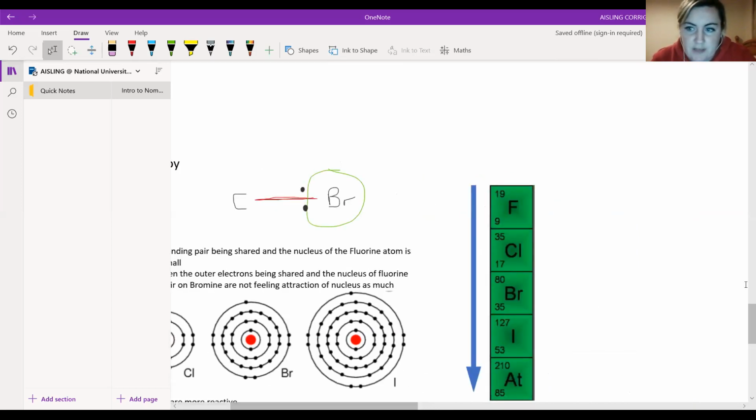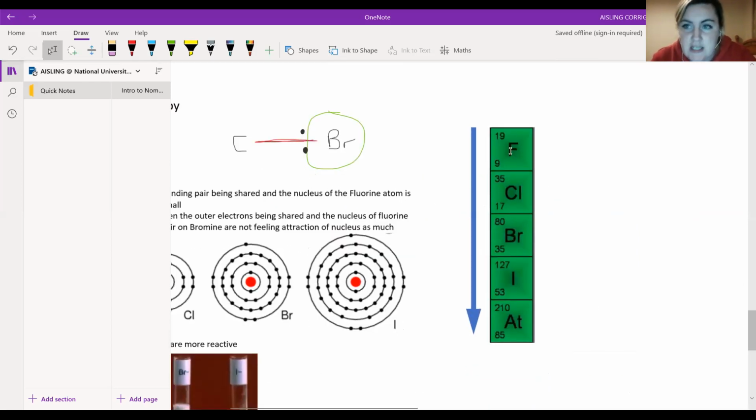Bond enthalpy, so the energy needed to break a carbon-fluorine, carbon-chlorine, carbon-bromine bond, etc., decreases going down a group. It takes less and less energy to break off the iodine from a carbon than it would be to break off a fluorine from a carbon.